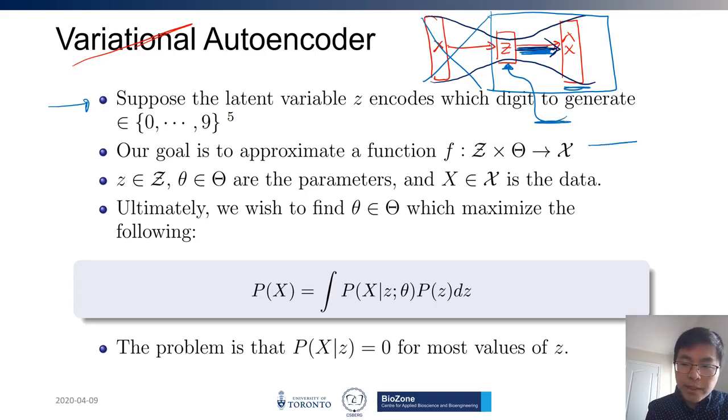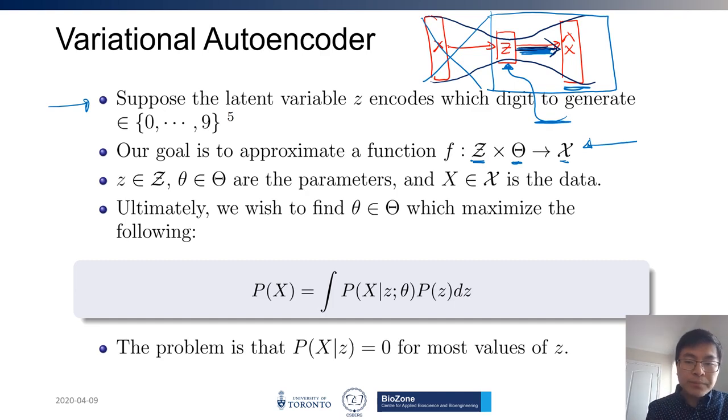This is what this second bullet point says. We want a function that maps from our latent space to our data space. We also have the parameters of our model in theta space. Now we're taking a look at this variational part. Here we're dealing with probability.